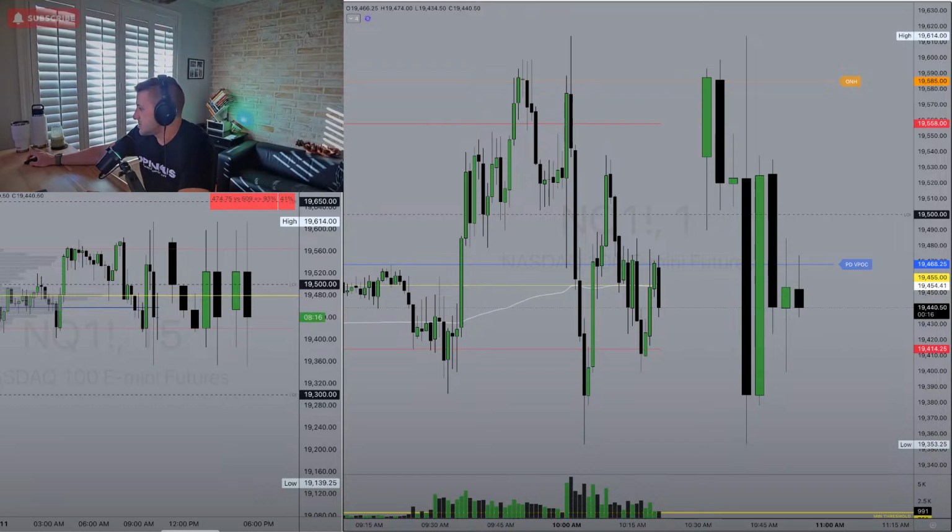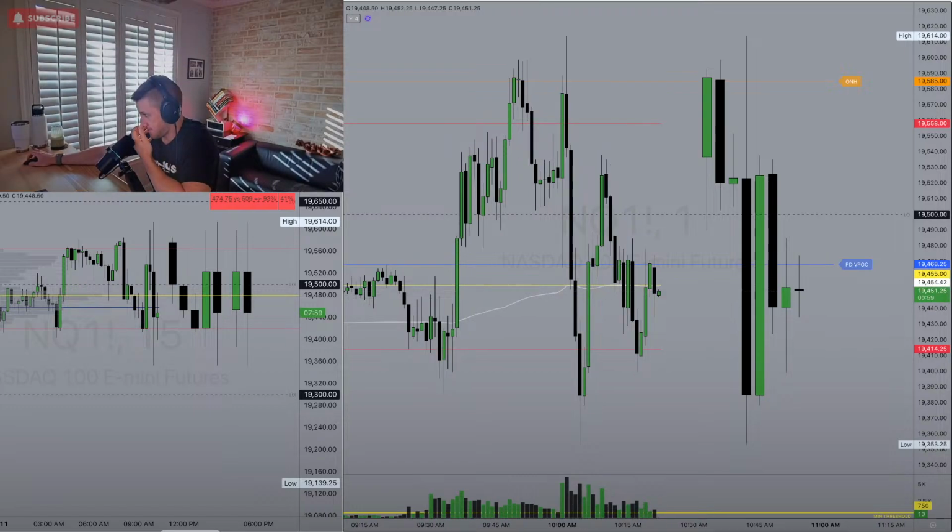See what the other indices are doing. So you got YM near the lows. We got Russell near the lows. ES bumping up against 5,600. We're still not even an hour into the sesh. Wow.